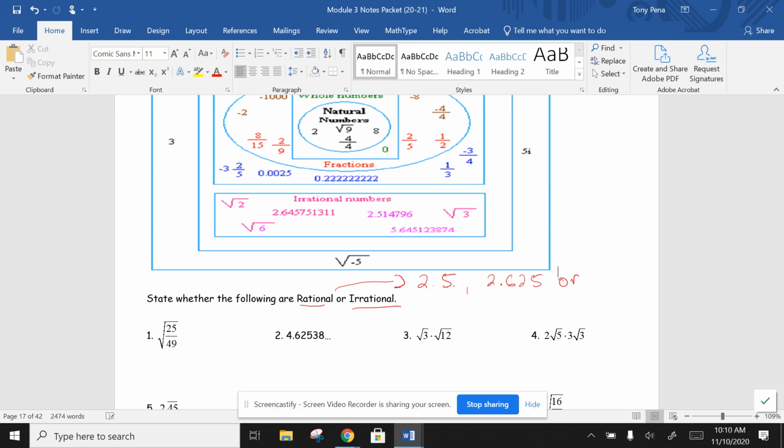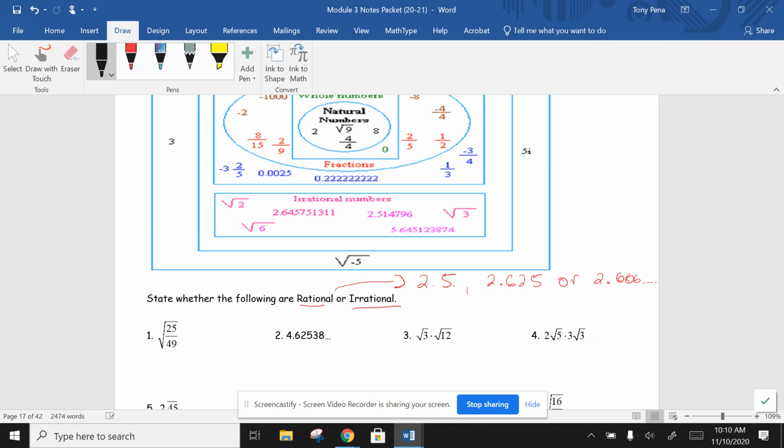Or it maybe doesn't end, but it repeats. So if I do 2.6 repeating, which I think we're all familiar with, instead of having to write it with the sixes and the dots, we can draw our little repeating bar over the top of it. Those are rational numbers, decimals that terminate or repeat.